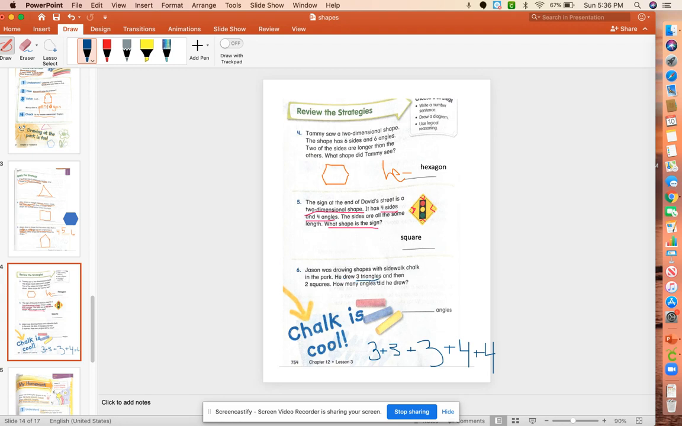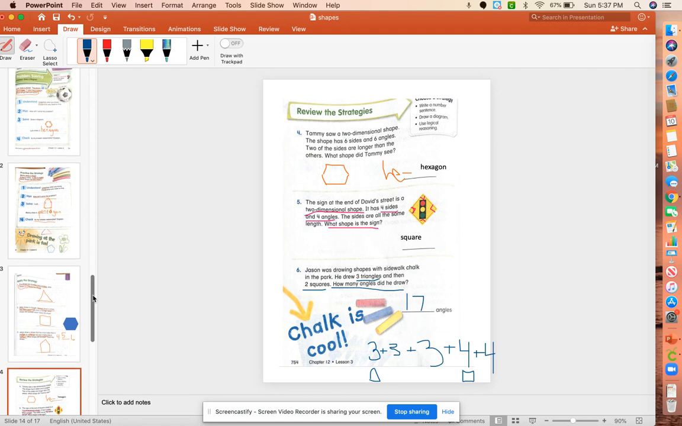So he drew 3 triangles and 2 squares. How many angles did he draw? 3 for the triangles and 4 for the squares. So 3 plus 3 is, I hope you said 6, and 6 plus 3 is 9. If we need to add 4 more onto 9: 9, 10, 11, 12, 13, and then 4 more onto 13: 13, 14, 15, 16, 17. So our answer is that we have 17 angles.